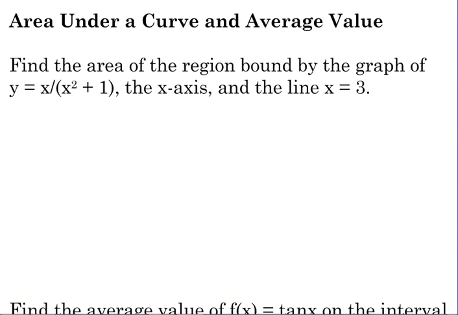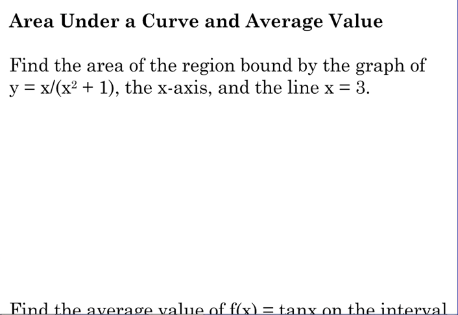We're going to review area under the curve and average value. And like I said, we're just going to add the ideas of U substitution and our trig derivatives to these two ideas and just go back over it to make sure that we know what's going on. The first one we're going to look at is: find the area of the region bounded by the graph of y equals x over x squared plus 1, the x-axis, and the line x equals 3.